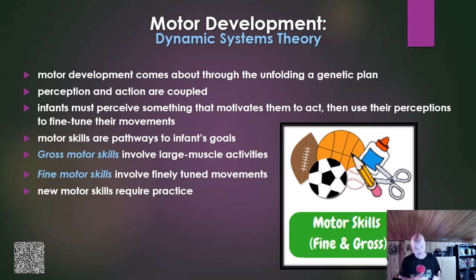In this theory, the new behavior is the result of many converging factors: the development of the nervous system, the body's physical properties and possibilities for movement, the goal the child is motivated to reach, so psychology, and also the environmental supports for the skill.